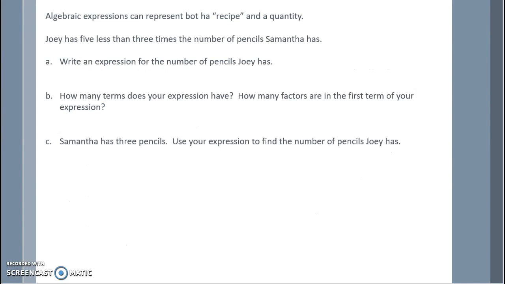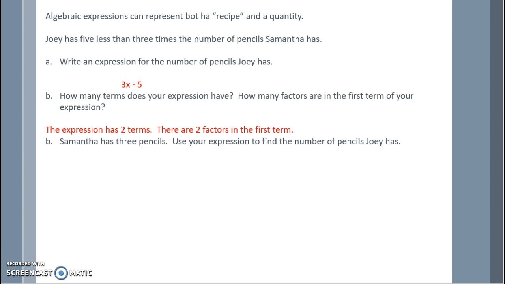Joey has 5 less than 3 times the number of pencils Samantha has. Write an expression for the number of pencils that Joey has. So he has 5 less than whatever Samantha has, and Samantha has 3 times x. How many terms does your expression have, and how many factors are in the first term of your expression?